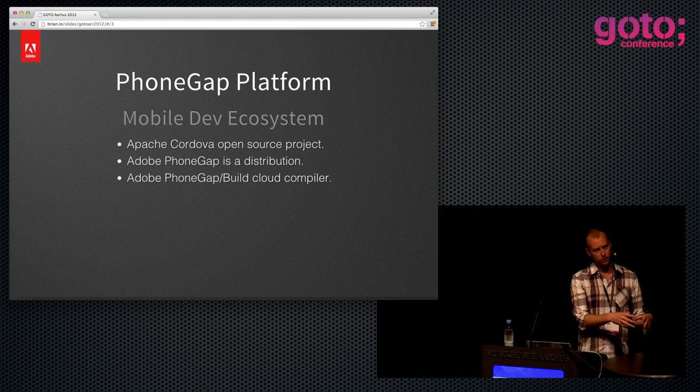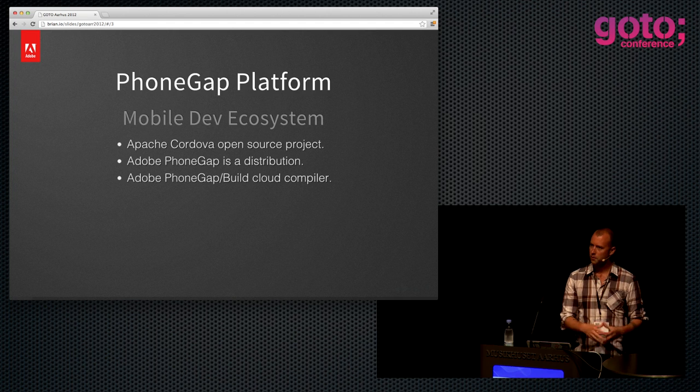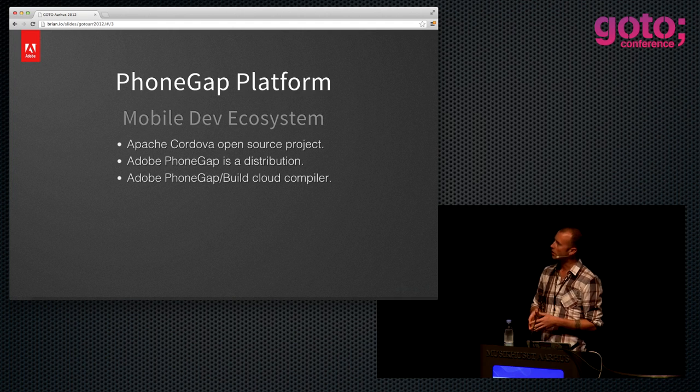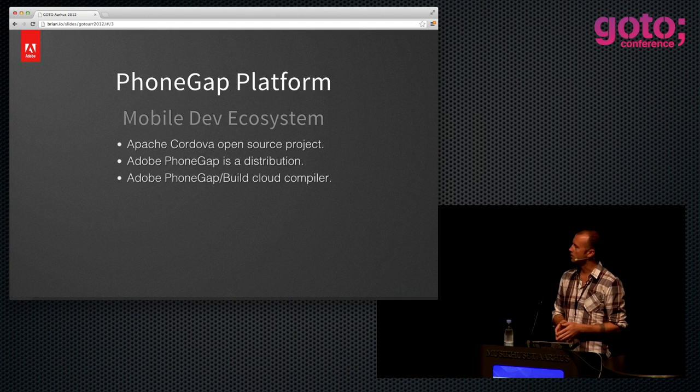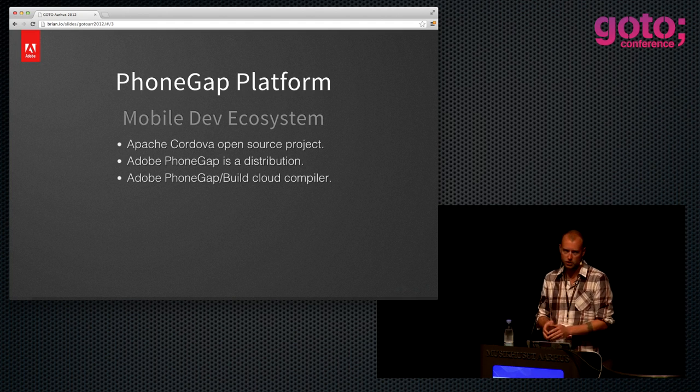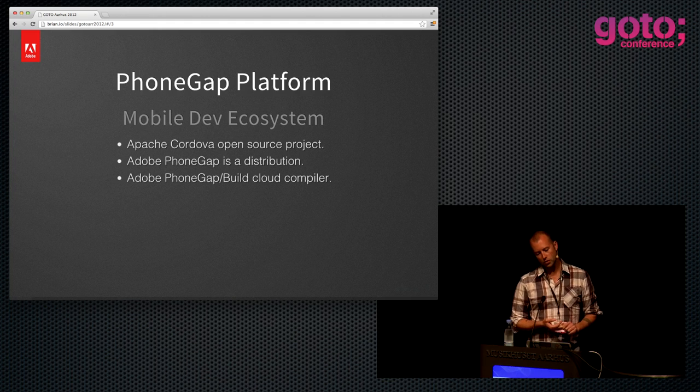The first thing, Nitobi is the company I work for. When we created PhoneGap, we were acquired by Adobe just about a year ago. And at the time of the acquisition, we decided the best place for the source code to live was not at Adobe, but at the Apache Software Foundation. And so we donated the source code of PhoneGap back to Apache under the name Apache Cordova. Cordova was the street that Nitobi used to be on in Vancouver. So Adobe PhoneGap is a distribution of Apache Cordova.